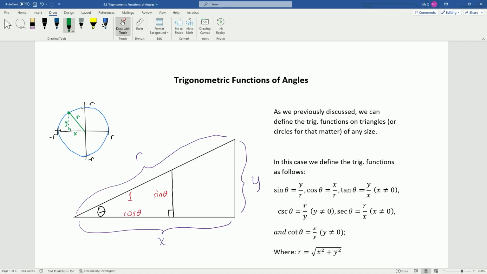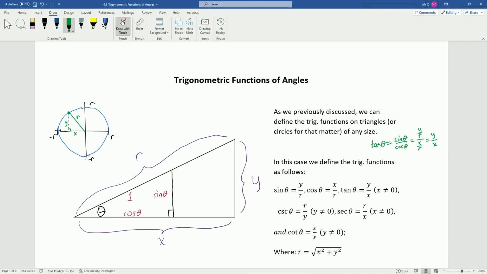So just as a quick aside to illustrate why this works, we know that tangent of theta is sine of theta divided by cosine of theta, which, using this extended definition to circles of any radius, would be y over r divided by x over r. So when I multiply by the reciprocal, the r's will cancel and I'll get left with still y over x.